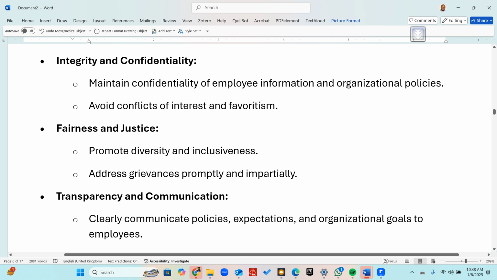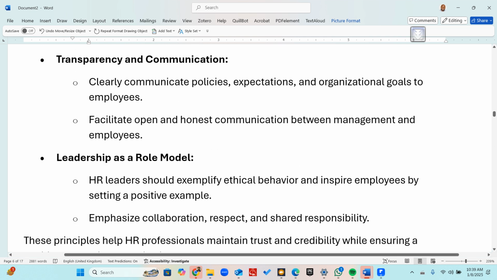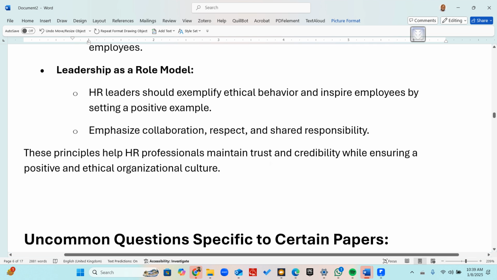Three, we have fairness and justice: promote diversity, inclusiveness, address grievances promptly and impartially. Transparency and communication: clearly communicate policies, expectations, and organizational goals to employees, and facilitate open and honest communication between management and employees. Leadership as a role model: HR leaders should exemplify ethical behaviors and inspire employees by setting a positive example, emphasize collaboration, respect, and sharing of responsibilities.